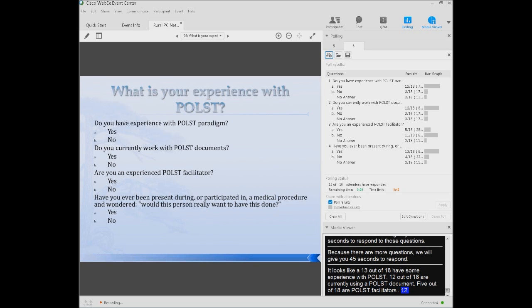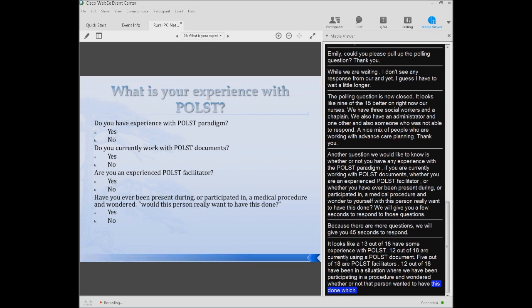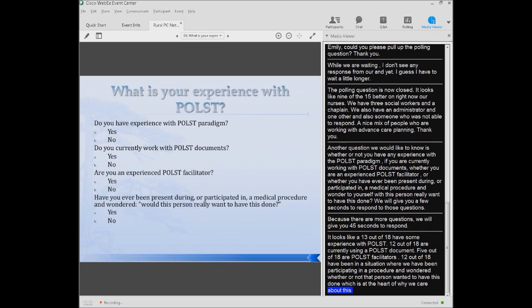where we've been participating in a procedure and really wondered whether or not that person wanted to have this done, which is kind of at the heart of why we care about this and why we do this in the first place, to be sure that we aren't experiencing that with increasing frequency. Thanks for your responses.